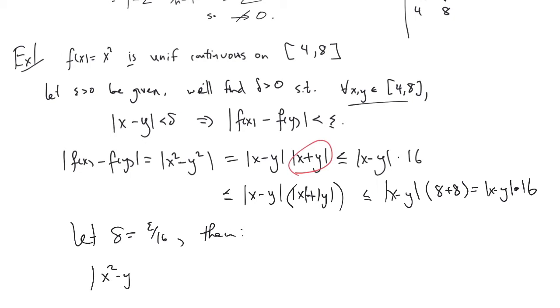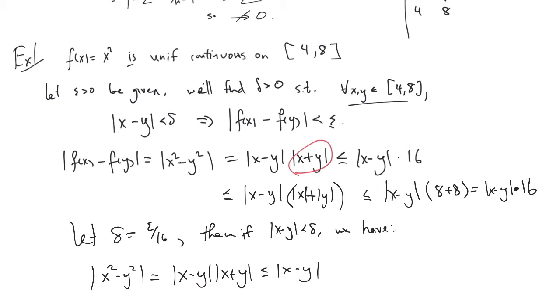So I can say x squared minus y squared is equal to x minus y times x plus y, but the x plus y is less than or equal to 16. Sorry, I left out some words. I should have said let delta be epsilon over 16. Then if the absolute value of x minus y is less than delta, we have this times 16, which is less than delta times 16, but delta equals epsilon over 16. That's it, a very standard epsilon-delta style proof, once you figure out the 16 part.